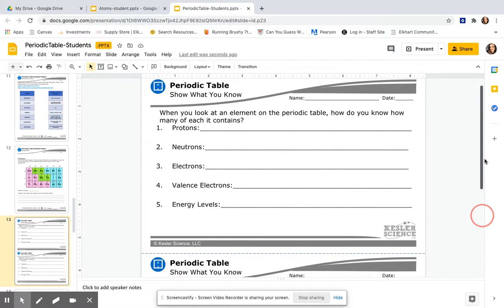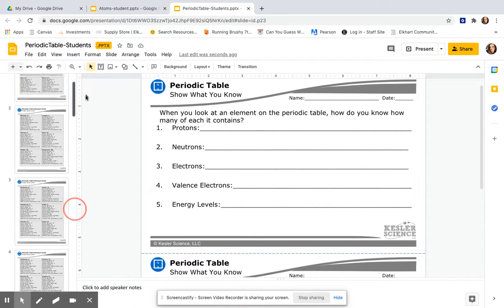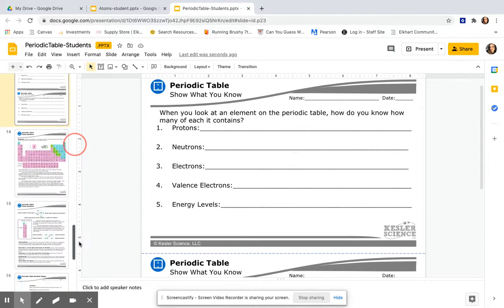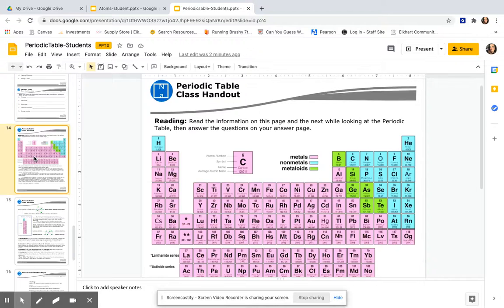On this particular slide, you're going to look at an element from the periodic table, and you're going to tell me how many protons, neutrons, electrons it has, what its valence electrons are, and its energy levels. Don't forget, you can also refer back to slides 1 through 7 for this. Read the information on this page and, while looking at the periodic table, answer the questions.